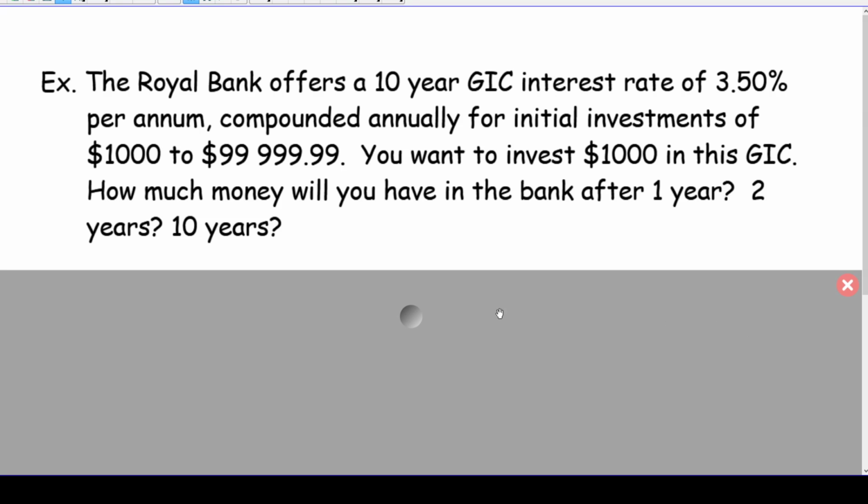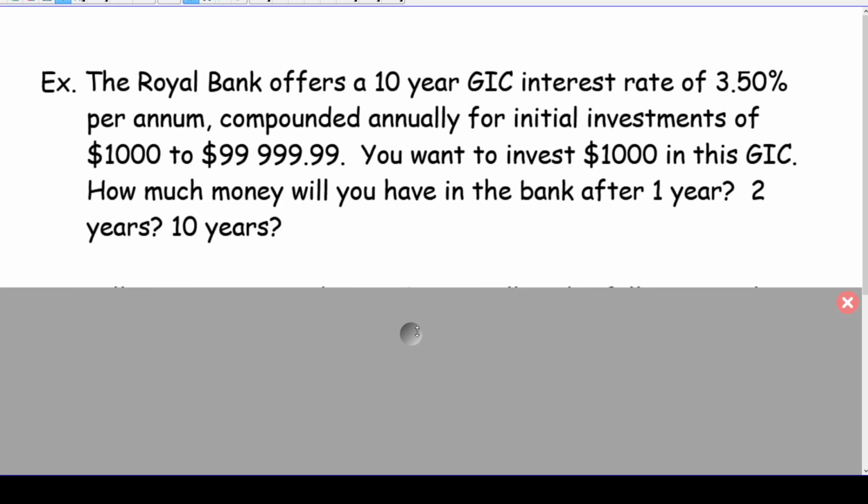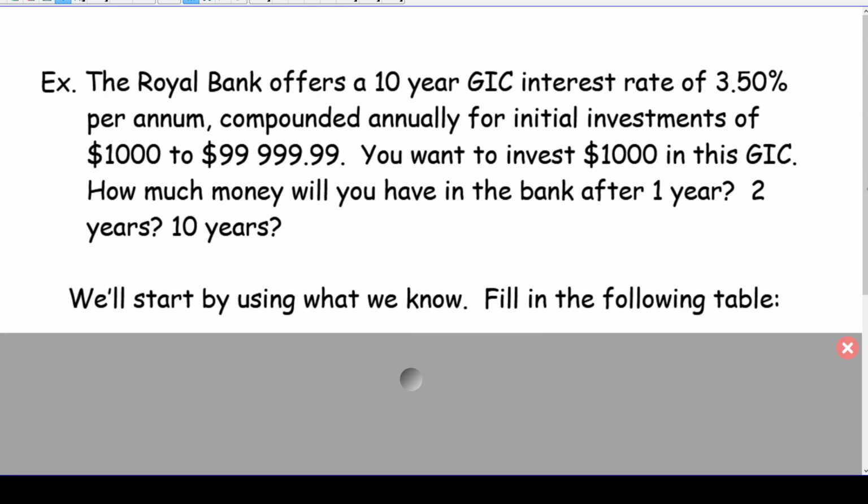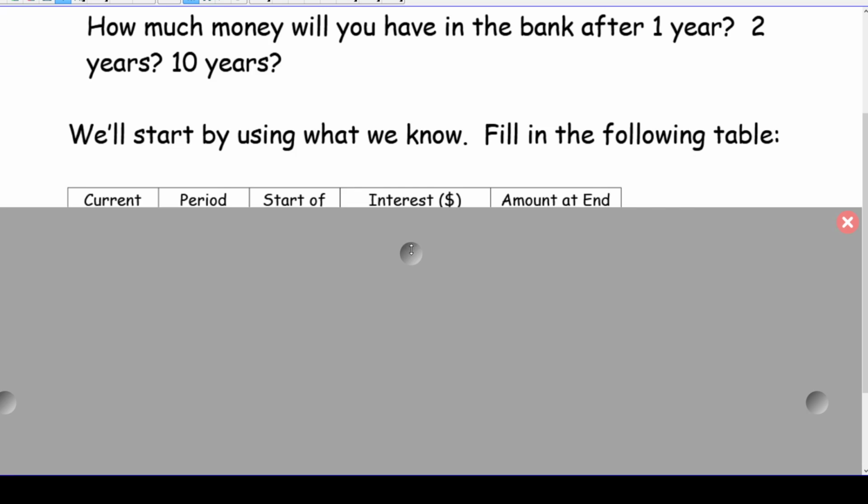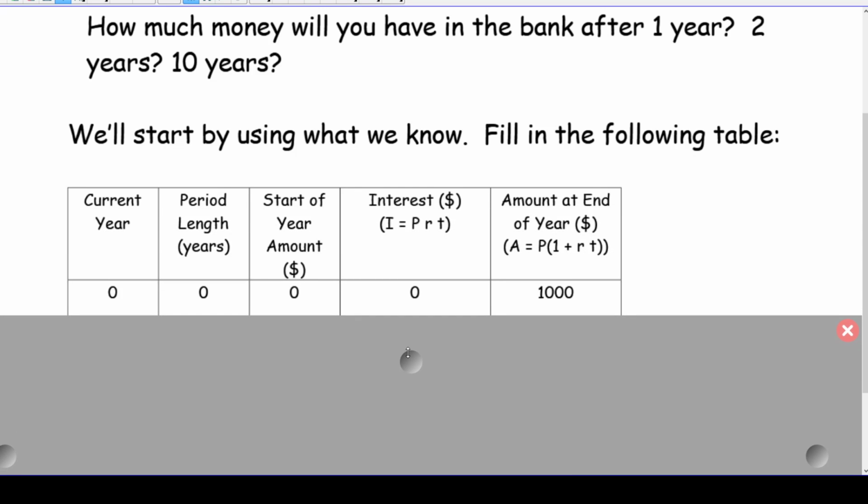So as always, when we're looking at a pattern in math, it's always a good idea to start with a table of values. Now this table is a little bit complicated, so I'll try to explain it here. We've got our current year, how much time has elapsed in years between each successive payment of interest, the start of year amount, how we calculate the interest, and you're going to notice that this is actually the simple interest formula here. So the simple interest formula is used in the compound interest scenario. And then the amount we have at the end of the year.